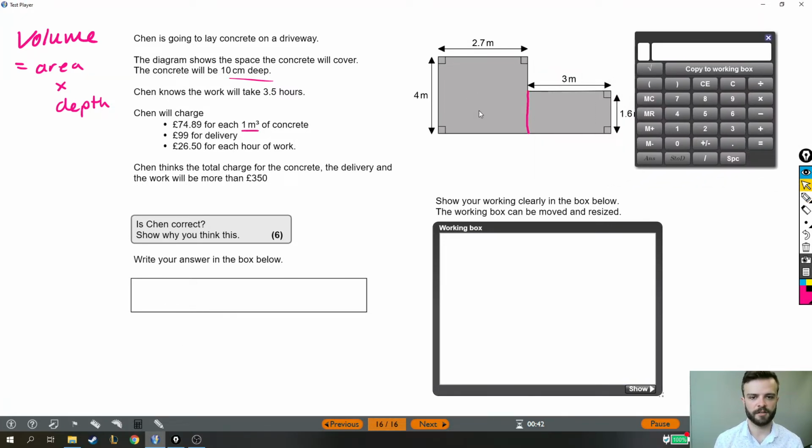We are going to find the area of this section. It is a rectangle, so we just do base times height. That's 2.7 times 4. So the area of this left part is 10.8, and it's going to be meters squared, because it's meters and it's area. And the area of the other part is 3 base times 1.6 height, so that's 4.8, which means the total area of this entire shape is 4.8 plus 10.8. So the total area is 15.6 meters squared.